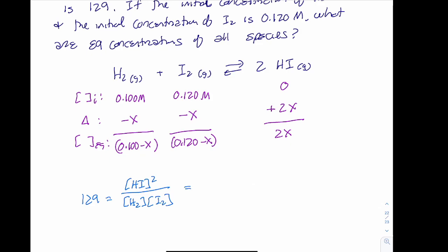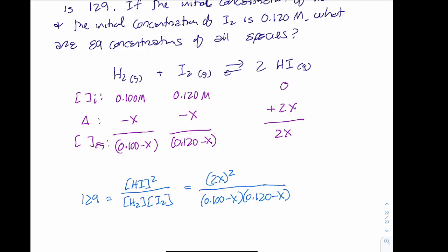So for HI, I have 2X, and then be really careful, we're squaring the entire thing. It's actually going to come out to be 4X squared. It's a really common mistake for students to just do 2X squared. So it's not 2X squared, it's (2X) squared. So make sure that you get those parentheses around there. And then that's over 0.100 minus X multiplied by 0.120 minus X.